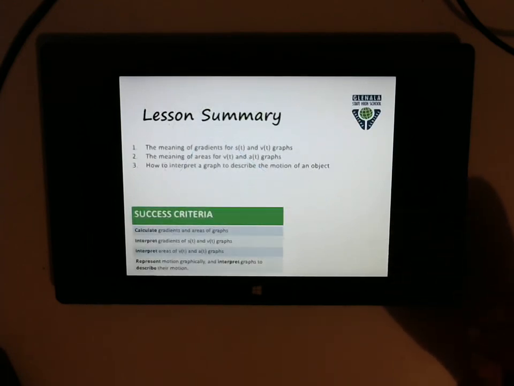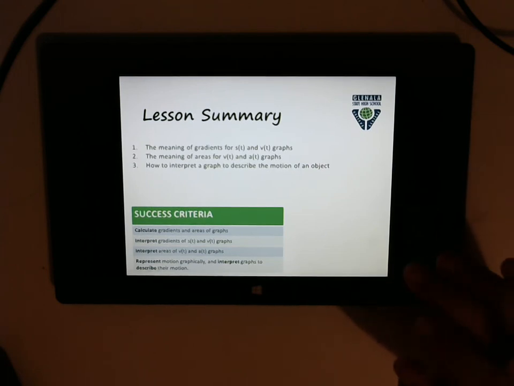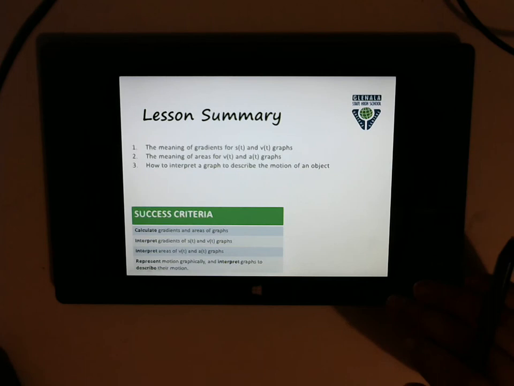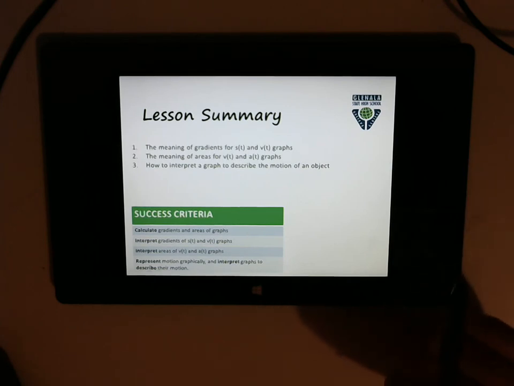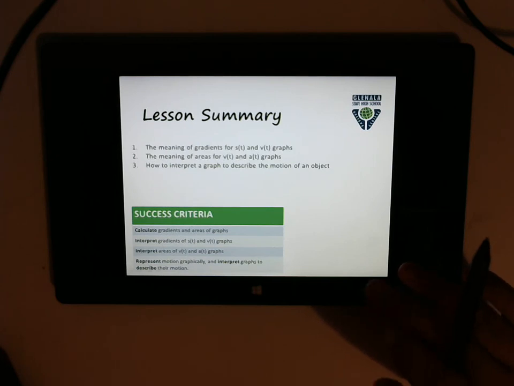Okay, so in this video we've learnt the following. We've looked at the meaning of displacement-time, s-t, and velocity-time graphs, so the meaning of gradients for these two types. We've looked at the meaning of areas for v-t and a-t graphs, and finally there at the end we've learnt how to interpret a graph to describe the motion of an object.